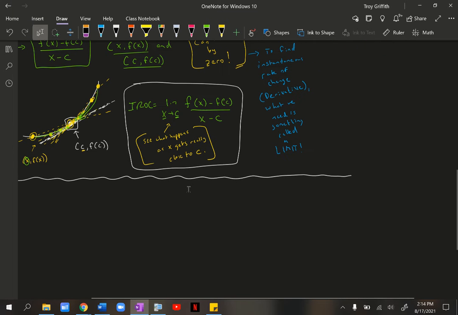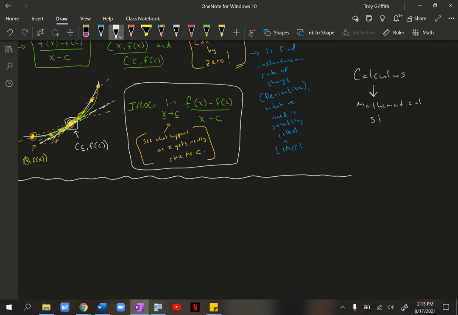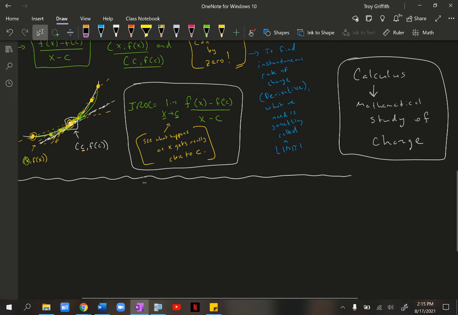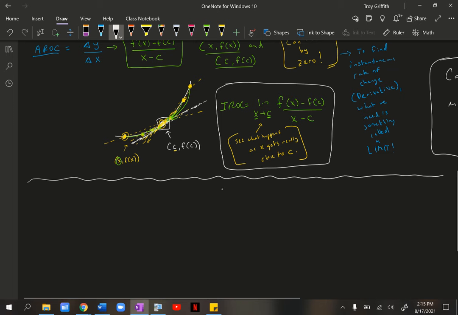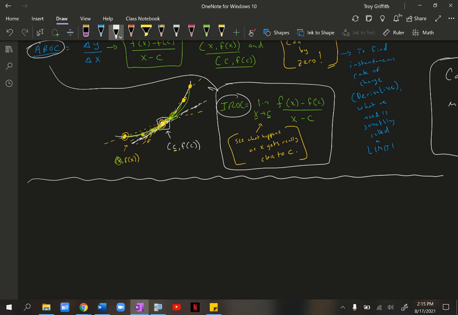Calculus, I should really write this down. Calculus is the mathematical study of change. If we could break calculus down into a single sentence, what we're doing in calculus is we're trying to figure out exactly what's happening at a particular point in time. We're trying to figure out how much something is changing at one particular point in time. That's what we're talking about here when we talk about the difference between an average rate of change and trying to turn that into an instantaneous rate of change.